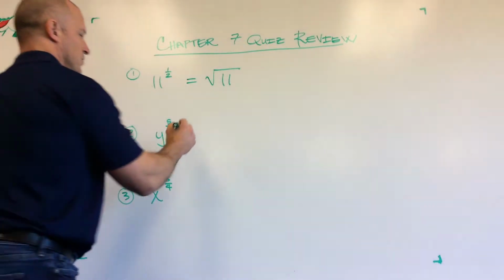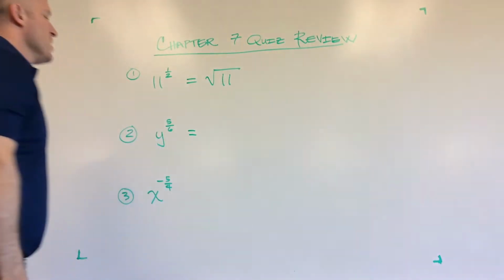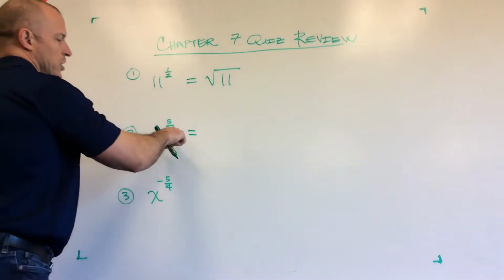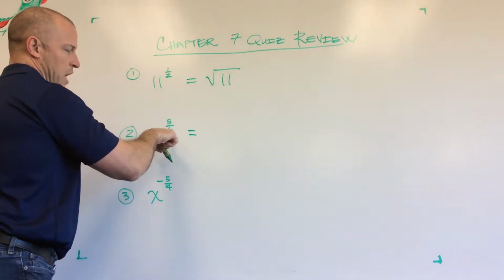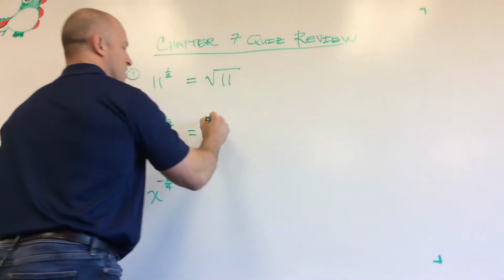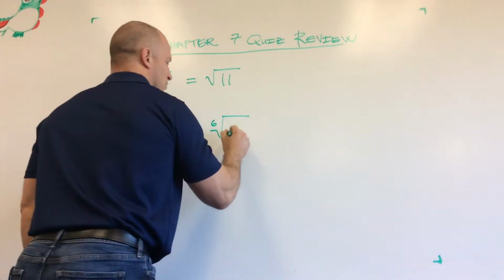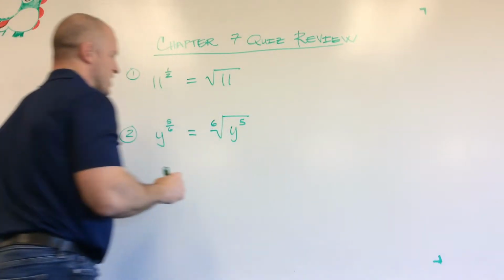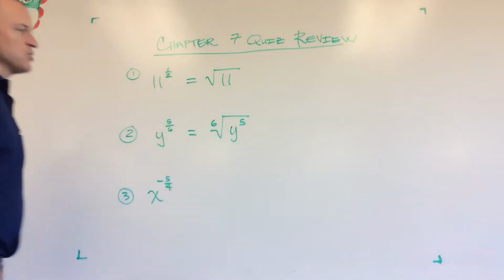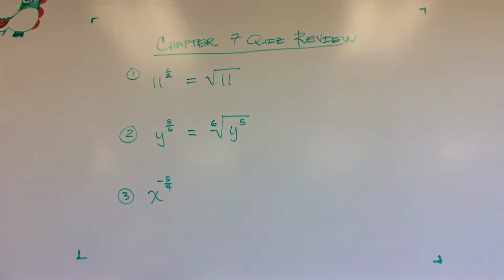There's our answer. For y to the 5/6, we look at 6. Again, the number on the bottom of the fraction, the denominator, will be the index of the radical. And then we're going to take y to the 5th power. Because 5 is less than 6, we do not need to reduce here in any way.